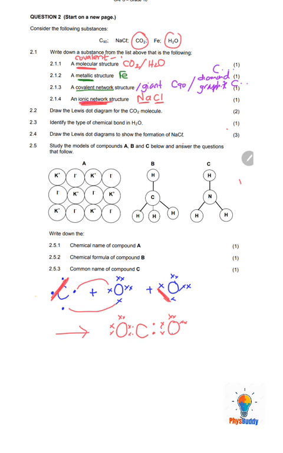And because it is sharing 2 pairs, we say that a double bond forms. This is what is known as the Couper notation. And the first one was the Lewis dot notation.